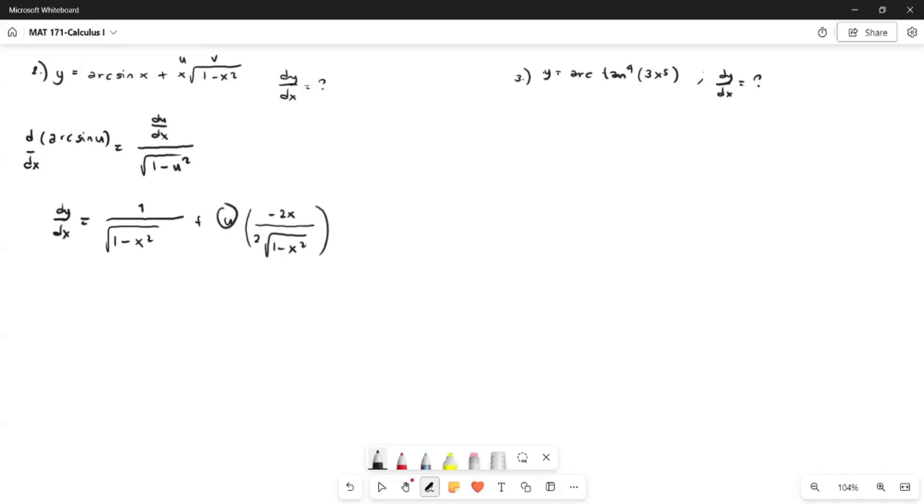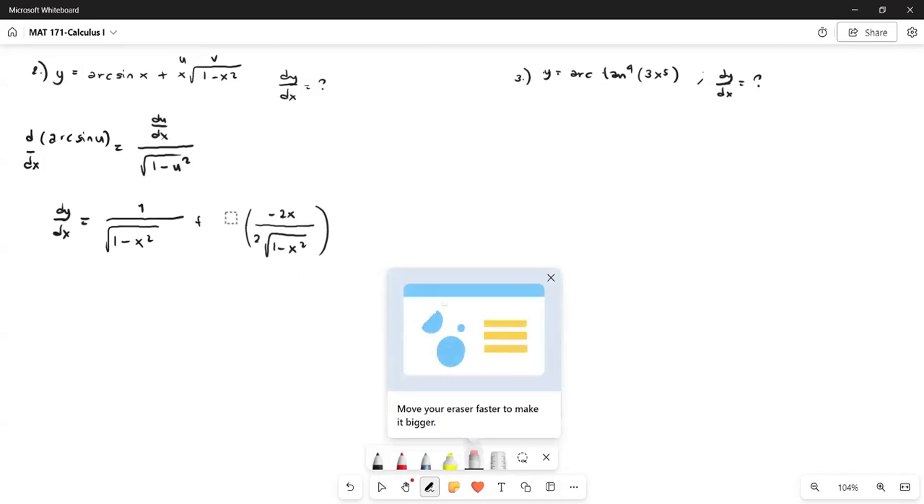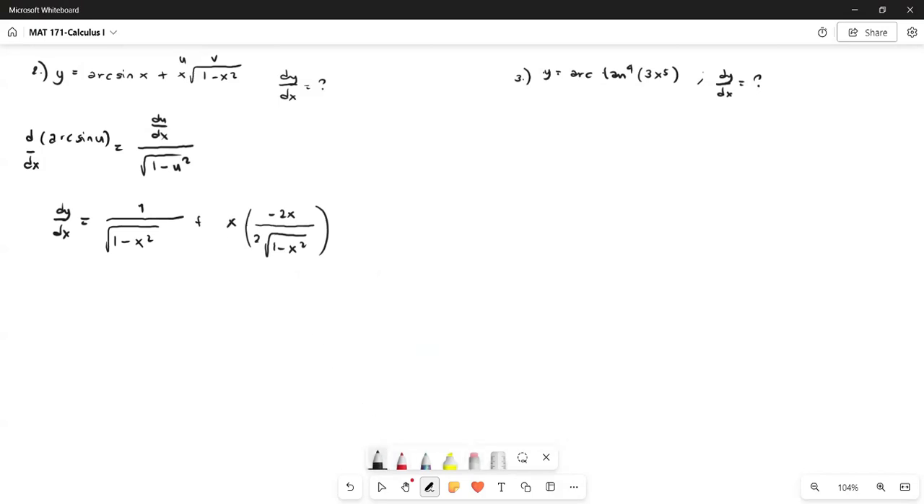Yung u natin na ito, palitan na natin ng x para hindi na tayo mag-substitute mamaya isa-isa. So yung u natin is x. So plus, lagyan lang natin ng grouping symbol. u dv plus yung v natin is square root of 1 minus x squared. Derivative ng u or derivative ng x in terms of x is just equal to 1. So simplify lang natin. Magkakaroon tayo ng 1 over square root of 1 minus x squared plus may 2 ka sa taas, may 2 ka sa baba, pwede na natin i-cancel out yan. Then may negative sign ka.